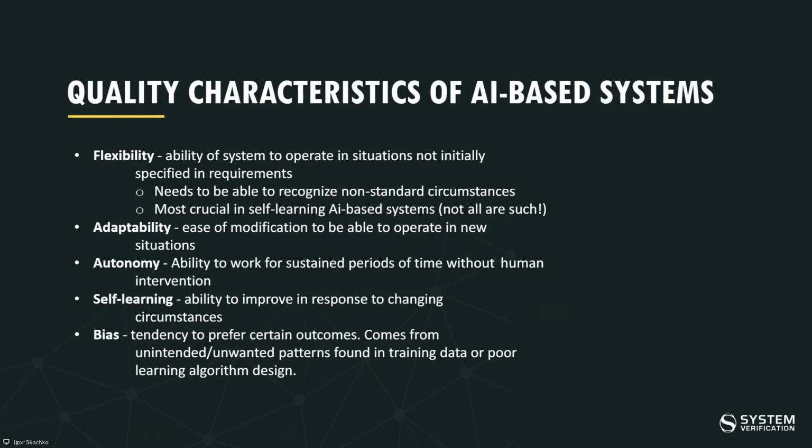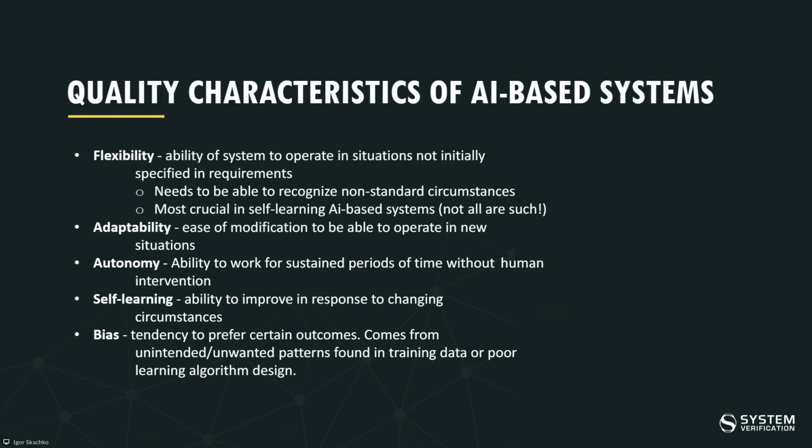Autonomy is the ability to work by itself, and it is a characteristic which is very important in terms of how long it can actually stay by itself, and whether it stays by itself not too long, because we would not like our systems to actually yield control to us after some time.